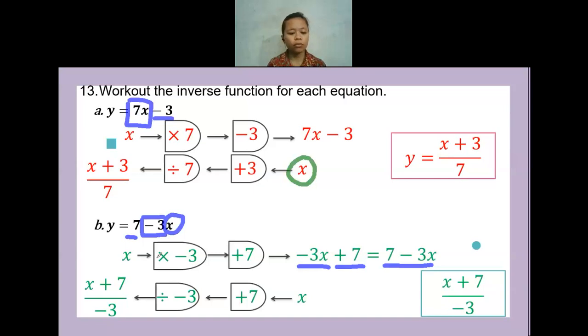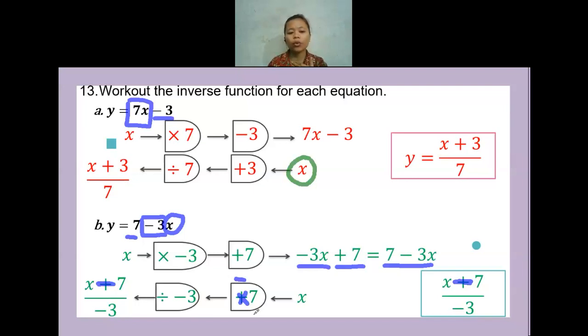Oops, sorry, it's supposed to be minus 7. Sorry, I made a mistake here. The opposite of plus 7 is minus 7. And this is times 3, so the opposite of times 3 will be divided by 3. So the correct answer is supposed to be x minus 7 over negative 3. Sorry, I haven't changed the positive into negative.